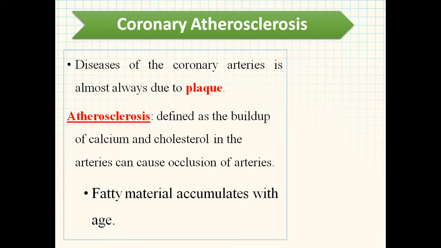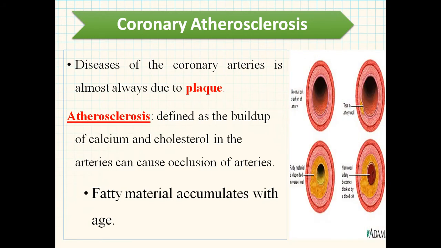Coronary atherosclerosis, a disease of the coronary arteries, is almost always due to plaque. Atherosclerosis, defined as a buildup of calcium and cholesterol in the arteries, can cause occlusion of arteries. Fatty material accumulates with age. In this picture, you can see the normal section of artery, and the second one is a tear in the artery wall. In the third one, you can see fatty material deposited in the vessel wall, and in the last, it's totally closed by the fat.